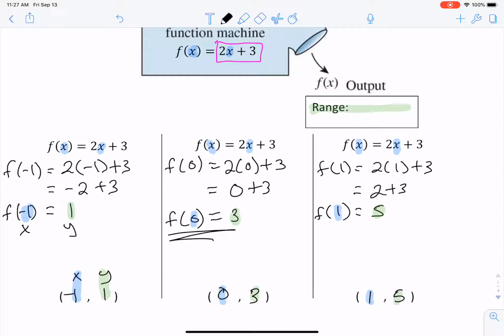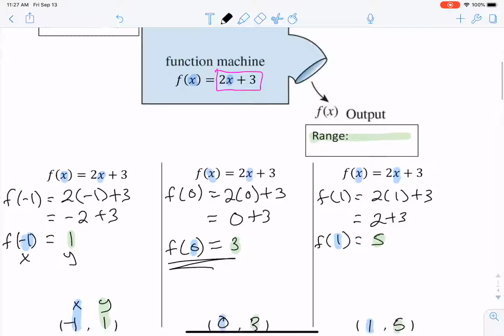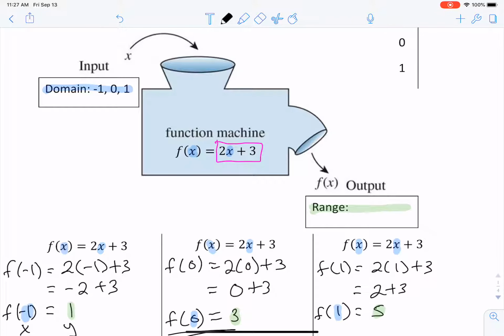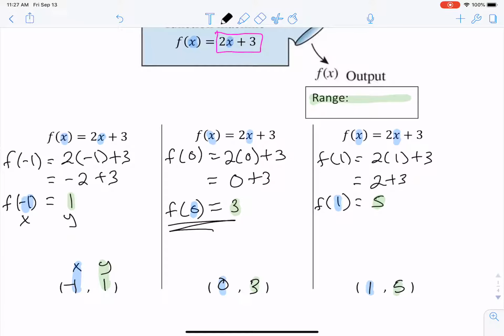Okay, so up here in the machine visual, we plugged in -1, 0, and 1 into our rule, 2x plus 3, and we got some values for y. So we put those in our set. The set of the range was the green that we found below: 1, 3, and 5.